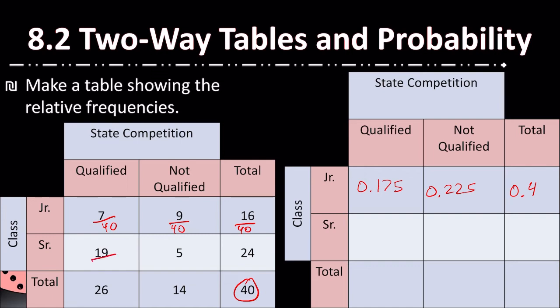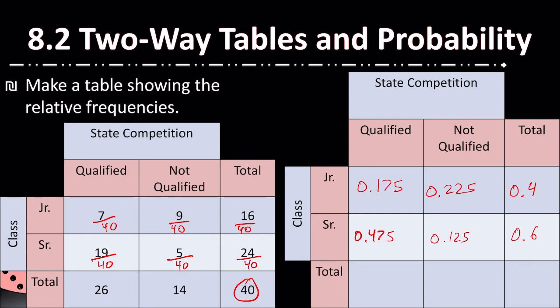For the seniors who qualified, it would be 19 over 40, which is 0.475. Seniors who didn't qualify would be 5 over 40, which is 0.125. Add those together, and it'd be the same as the 24 over 40, which is 0.6.